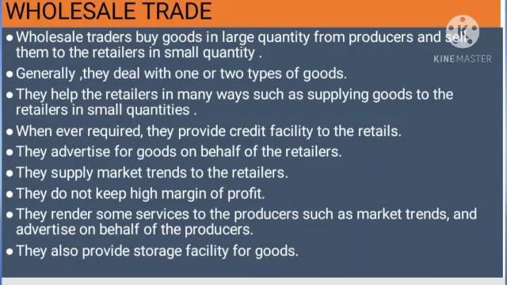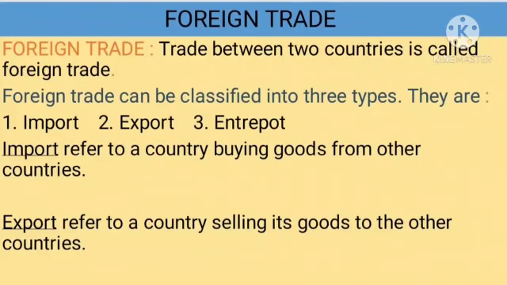So now we have understood about home trade. Now let us understand about foreign trade. Trade between two countries is called foreign trade. For example, India is selling some products to America or Japan. Buying and selling between two countries is called trade.